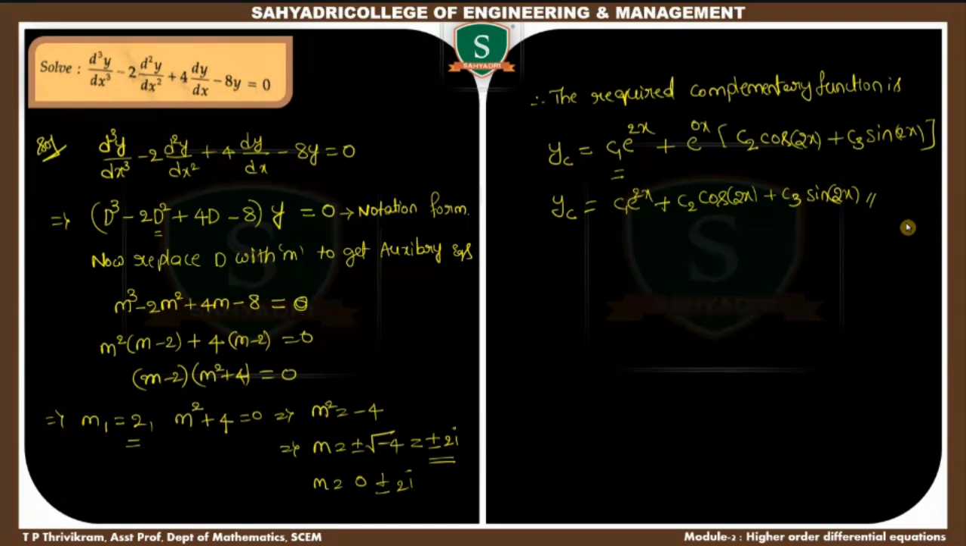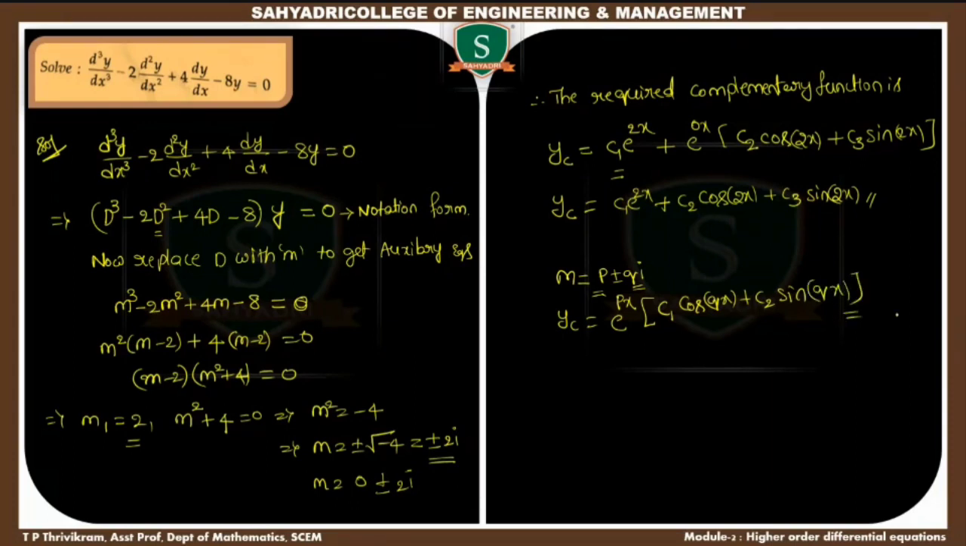Last step. Whenever you get any solutions like this, m equal to p plus or minus qi, how to write the solution? Yc is equal to e power the real part, that is px, into c1 cos the imaginary part, that means qx, plus c2 sin qx. So that's it.